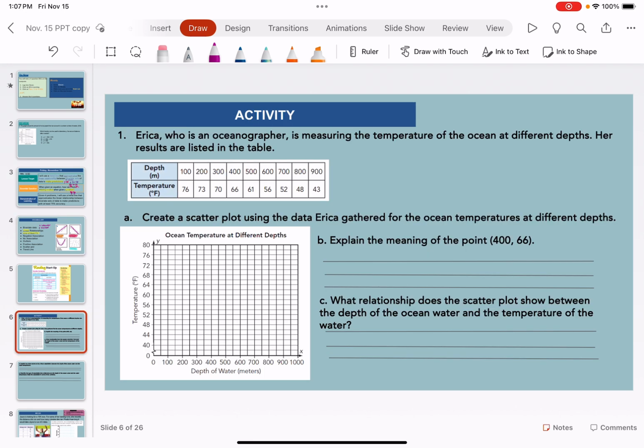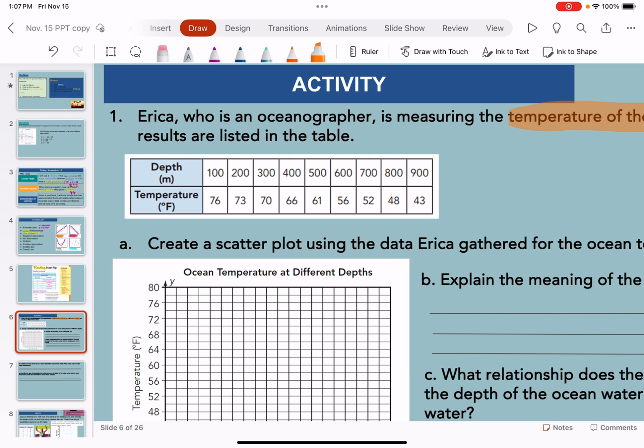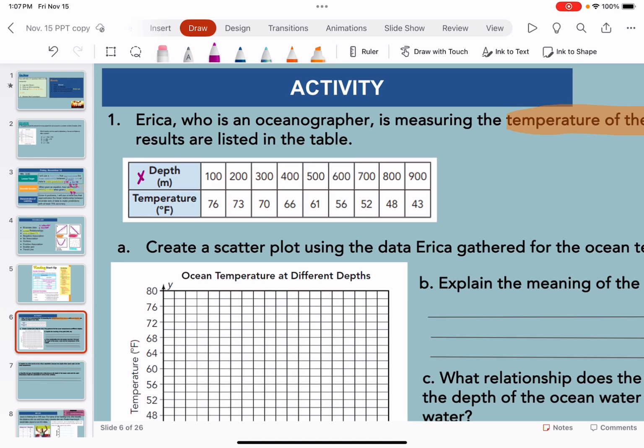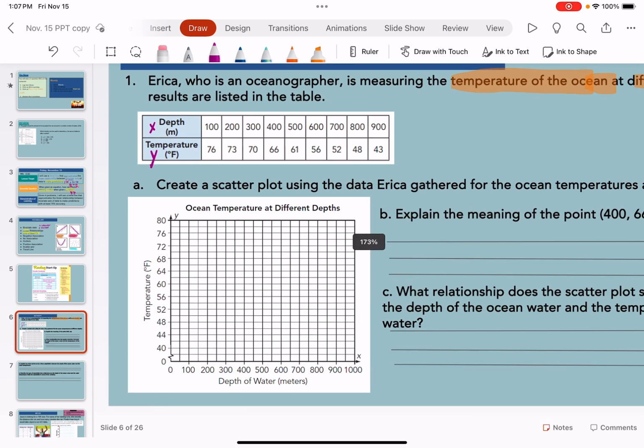So for this first problem, it says Erica, who is an oceanographer, is measuring the temperature of the ocean at different depths. Her results are listed in the table. As you can see, one of the variables that she's comparing is her depth in meters, and the other variable is her temperature in degrees Fahrenheit. So her independent variable is going to be depth, and her dependent variable is going to be temperature. Remember, X is for independent, Y is for dependent. Okay, so from here, we're going to go ahead and read A.